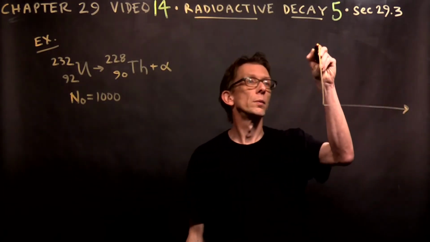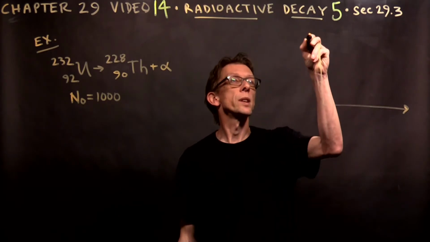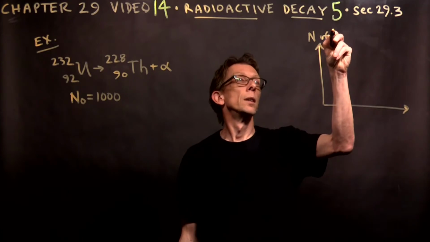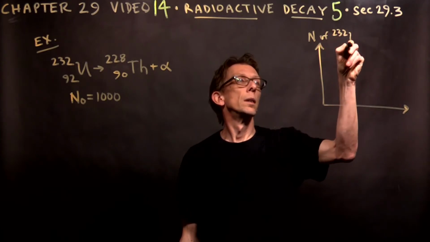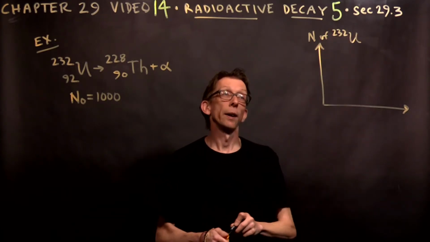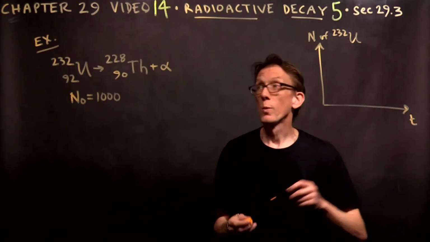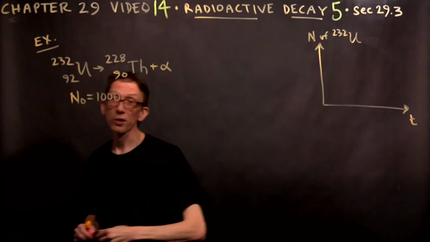This little graph. So this is the number of uranium-232 nuclei. This is time. And we're starting off with 1,000 of them.